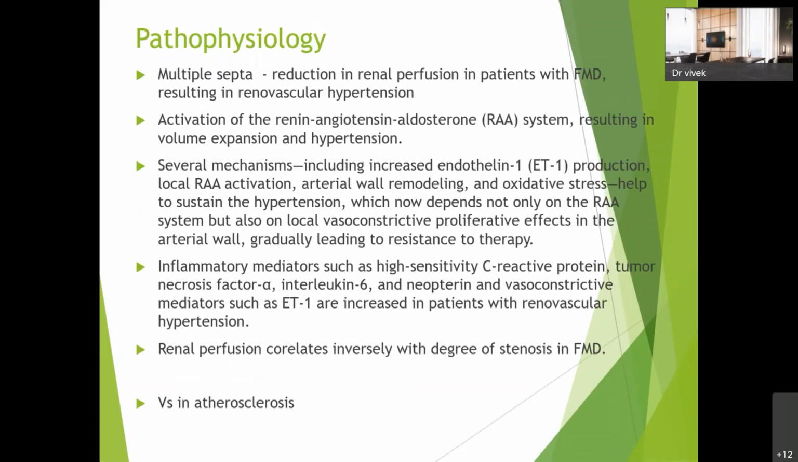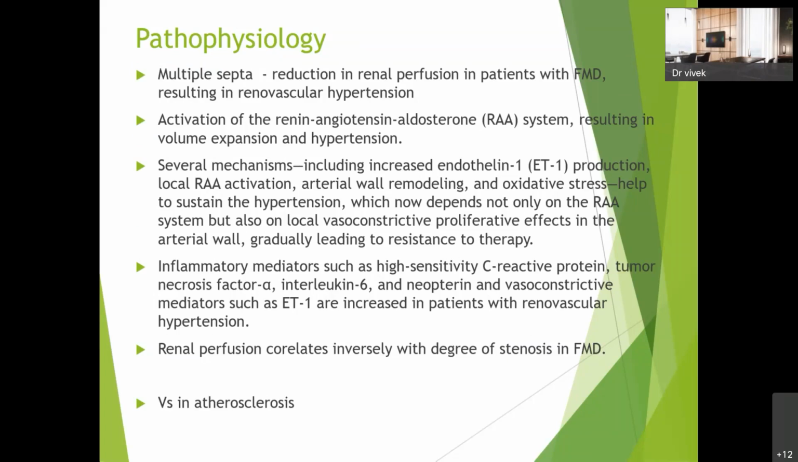The pathophysiology basically involves the renin-angiotensin aldosterone system, as different from atherosclerosis. In FMD, it is mainly renin-dependent stenosis which is noted. There are multiple septae which lead to a reduction in the caliber of the renal arteries, which together may induce reduction in renal perfusion, resulting in renovascular hypertension. So the renin-angiotensin system is activated, leading to volume expansion and then hypertension. Several mechanisms have been associated with it, which include increased endothelin production, local renin-angiotensin aldosterone activation, arterial wall remodeling, and oxidative stress, which help to sustain the hypertension.